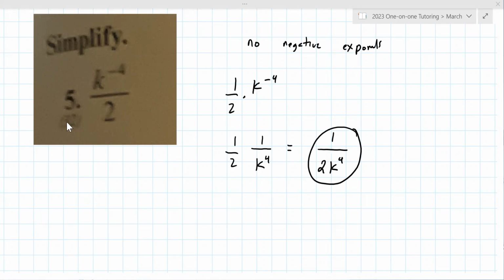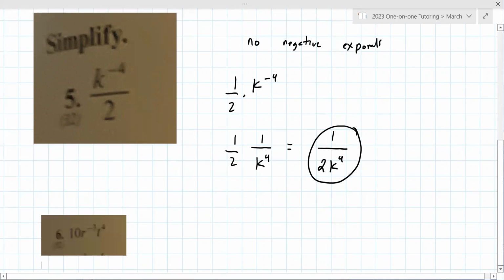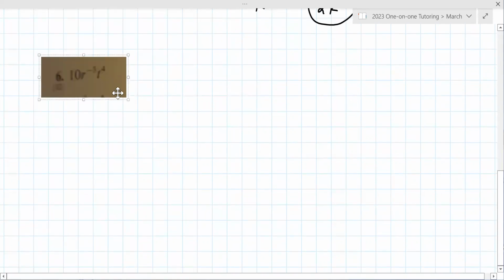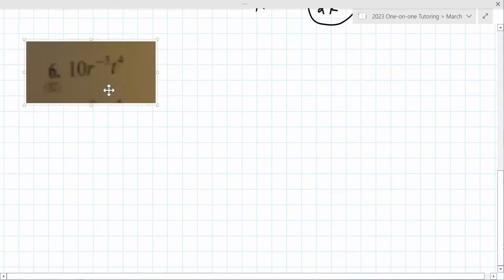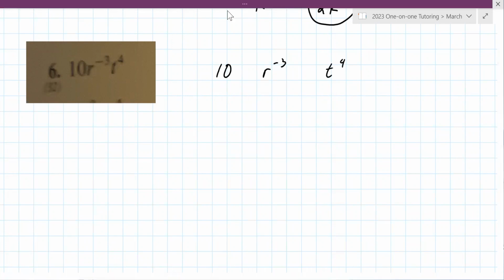Like I said, if you want a similar one, just let me know. 6 kind of is similar. You really want to look at this as 3 things. It's 10, R to the minus 3, and t to the 4th. And it's this middle one we're gonna focus on here.